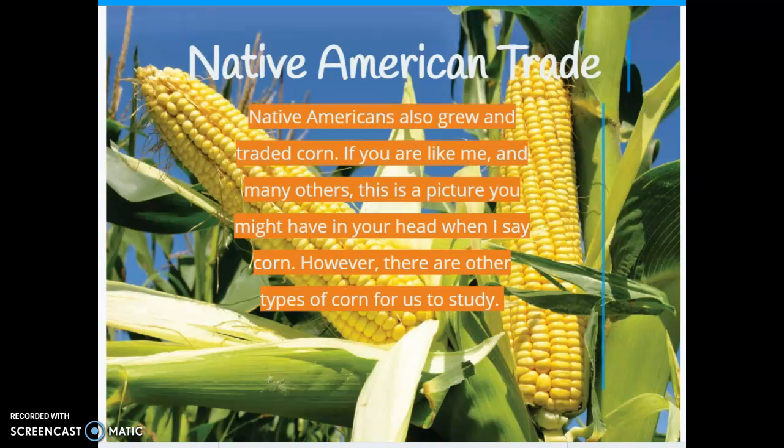Native Americans also grew and traded corn, and we're just going to focus on this one crop for right now. If you're like me and most other people, this is probably the picture that comes to your mind when I say they grew corn. And true, this is some of the corn that they grew, but there are other types of corn I want us to take a look at today, and they are actually kind of interesting.